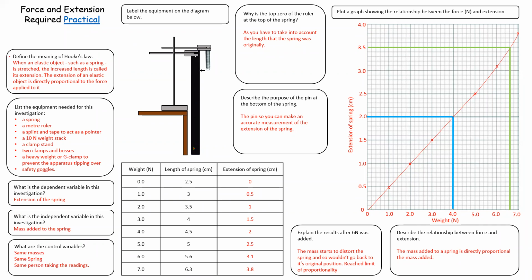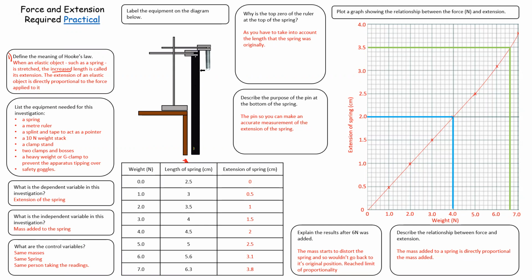One particular question that they like to ask is defining what Hooke's law is. And it's all about the elasticity of an object or a spring. And it says here, when an elastic object, such as a spring, is stretched, the increased length is called its extension. Remember, it's the increased length. That's what some students forget to work out, which we're going to talk about in the table here. So another little thing to look out for.